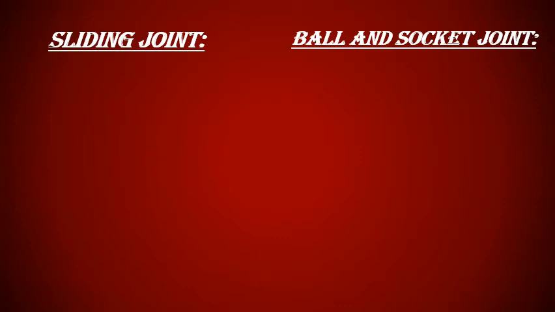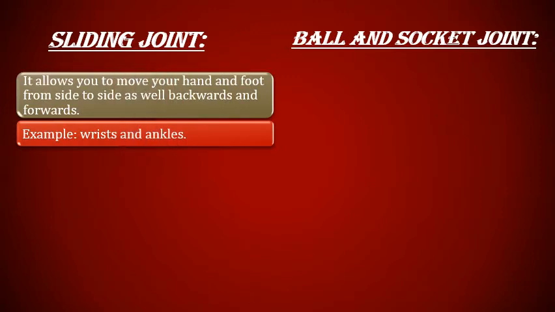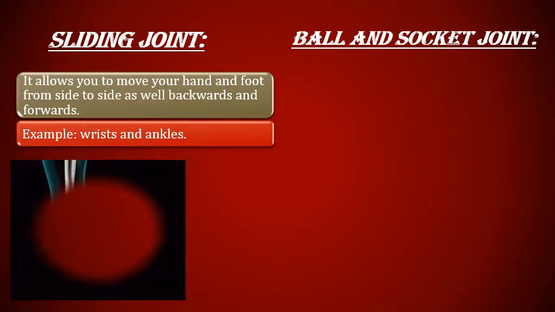So here are the rest of the two joints from our book, and that is sliding joint and ball and socket joint. First we are going to learn about sliding joint. What are these joints and what kind of movement do they allow? It allows you to move your hand or foot from side to side as well as backwards and forwards. For example, wrist and ankle.